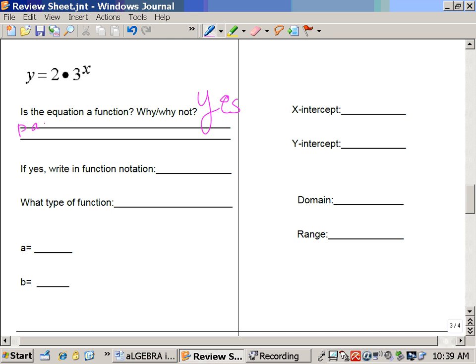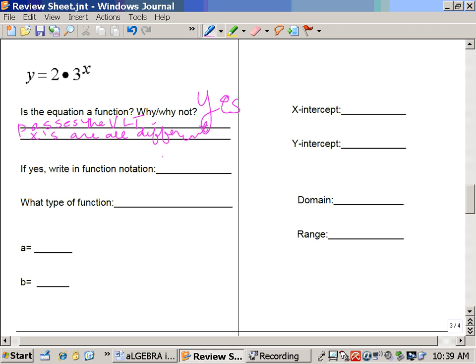It passes the VLT, which is the vertical line test, and the x's are all different. We've been saying this for months and months and months. What if I said it is a function because it's an exponential? That's not a good reason. It's a function because it has a y-intercept. It's a function because fishes swim in the ocean. All those are true, but it doesn't tell you anything about why it's a function.